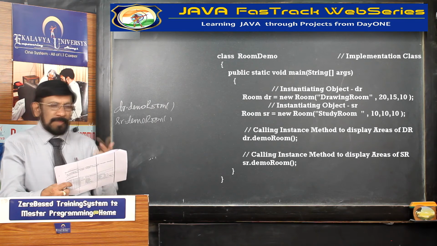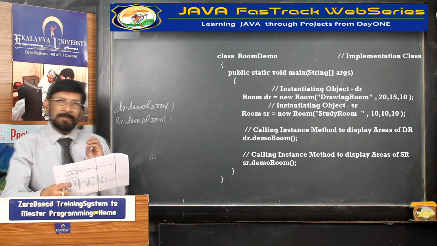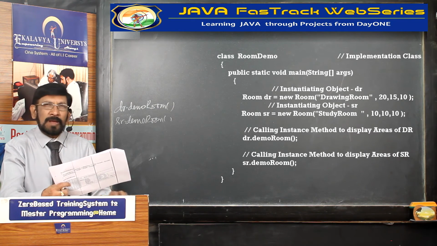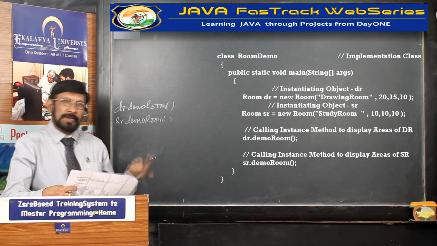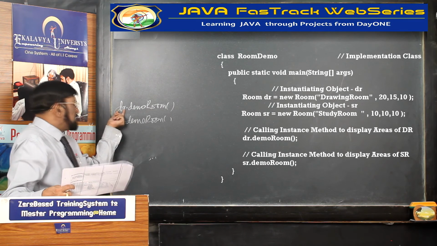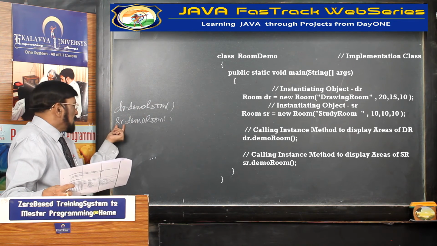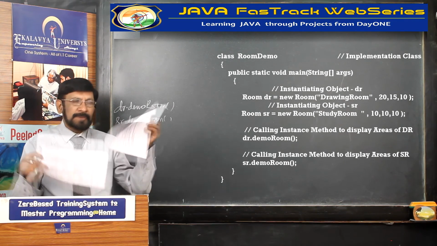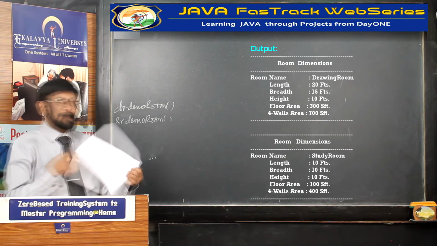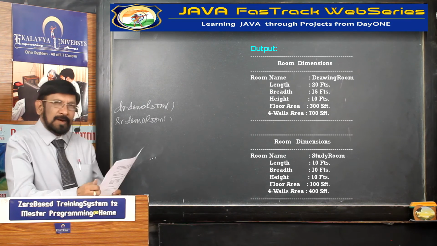So you can create n number of objects. Suppose in your home half a dozen rooms are there, you can create half a dozen objects. Via every object you can call demo room. Then the corresponding values are printed. Okay, now let us see the output.